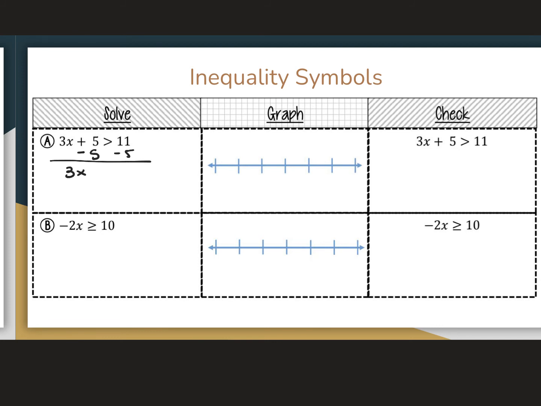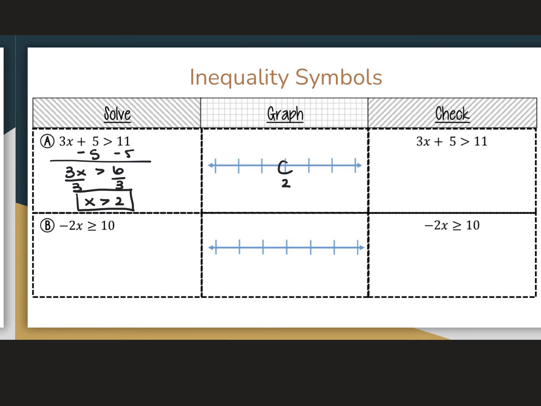I have 3x is greater than 6. Divide both sides by 3, and I have x is greater than 2. All right, so since I have strictly greater than, I can make my number line. I'm just going to put 2 here.